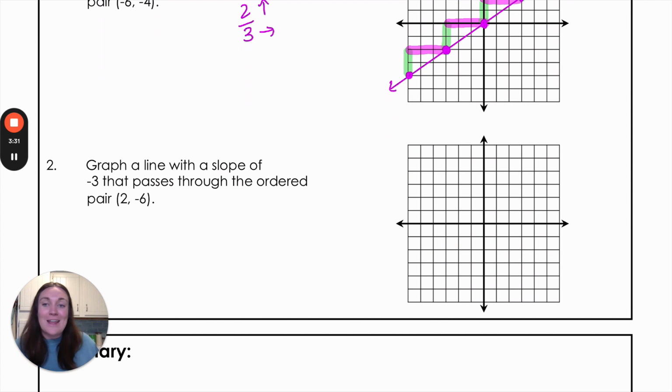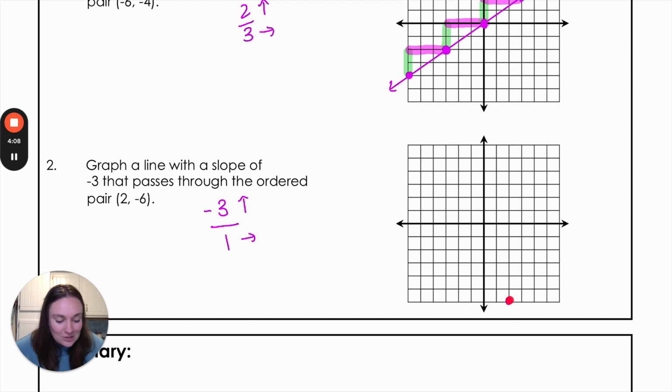This time we have a slope of -3 that passes through the ordered pair (2, -6). So I'm always starting with my ordered pair. Starting at the origin, +2 tells me to go 2 to the right, -6 tells me to go down 6. So this time I'm starting all the way down here. Now my slope is given to me as -3, but I want a fraction because I want to know what my rise and my run are. Anytime we have a whole number, remember we can always write it over 1. So -3 over 1 means that my rise is -3 and my run is 1.